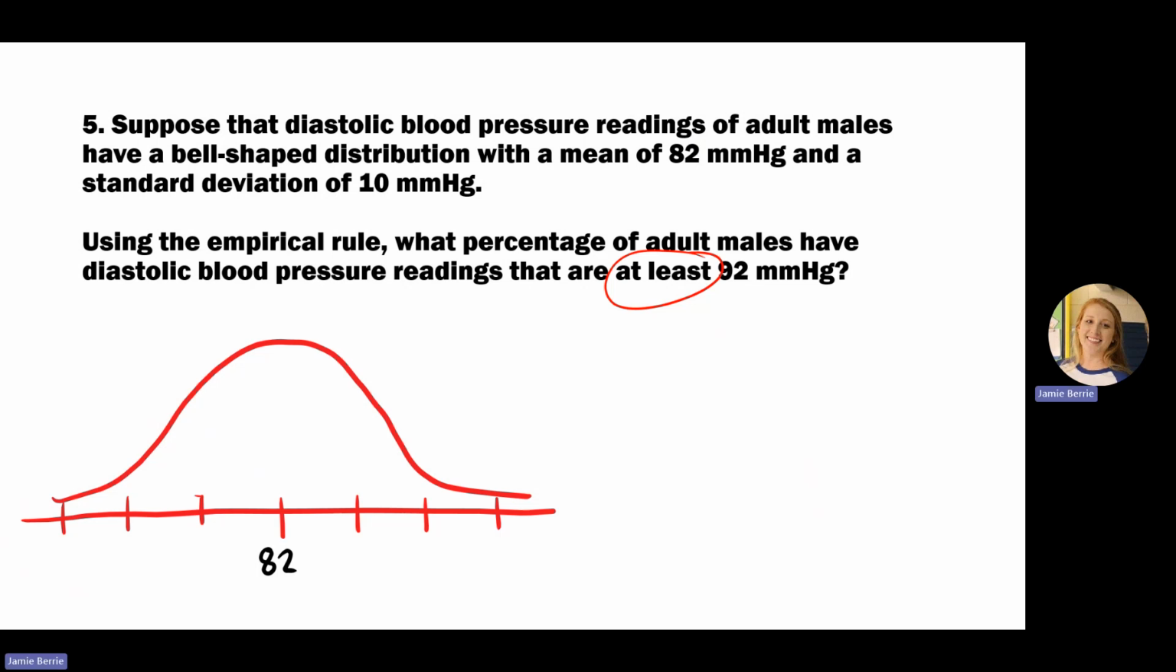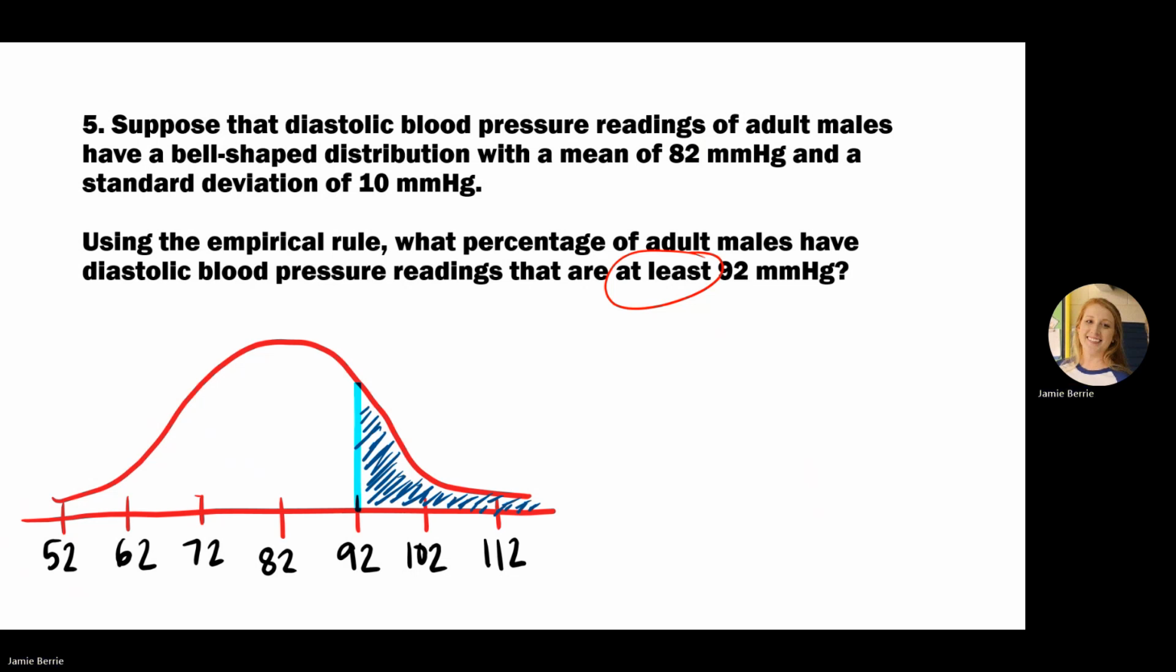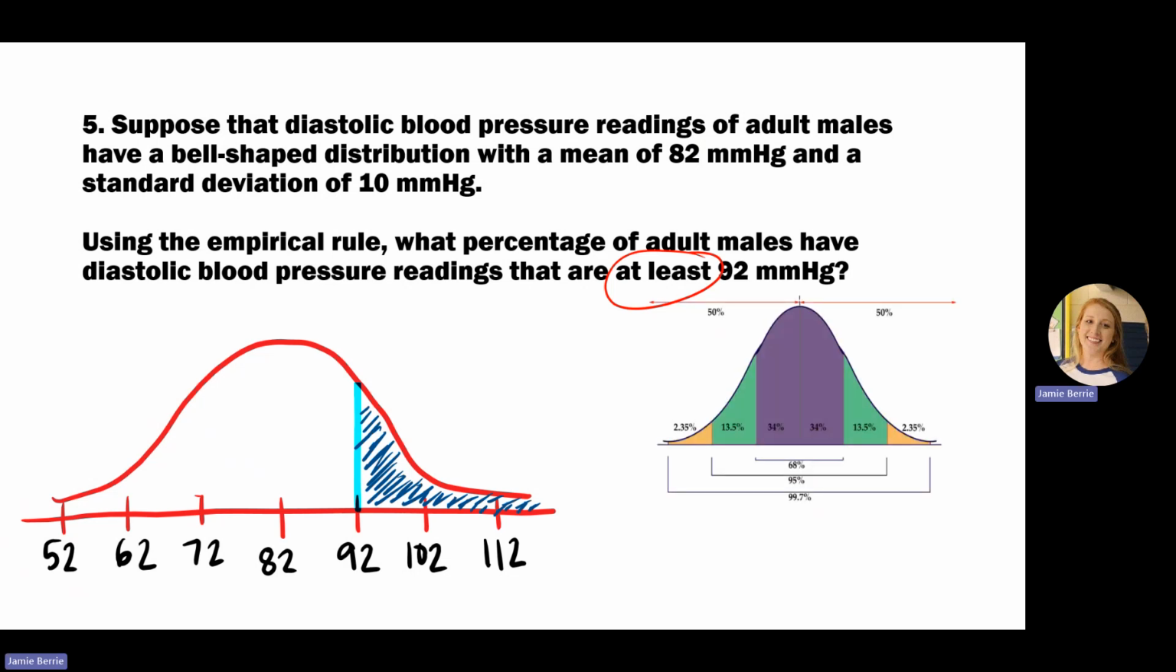Let's label our normal curve. This is easy because we're just counting up by tens: 82, 92, 102, 112, and then going down, 72, 62, 52. Draw your line at 92, the number in question. At least 92 means 92 or more, so we're shading to the right. Now we'll refer back to our empirical rule picture.